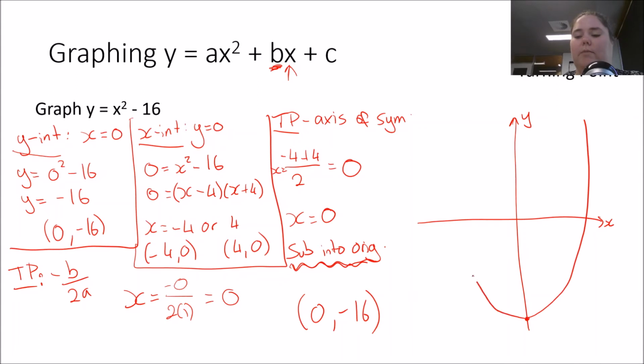Drawing them is the hard bit. They always come out a bit skew-iffy, but just try your best. And make sure to label all your points. If you find information and don't put it on your graph, that is just silly. Cool, and there's my happy little quadratic.